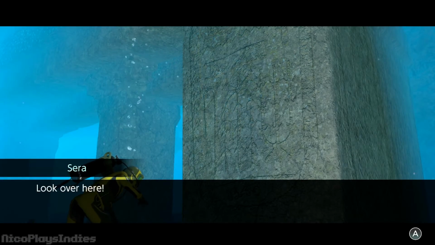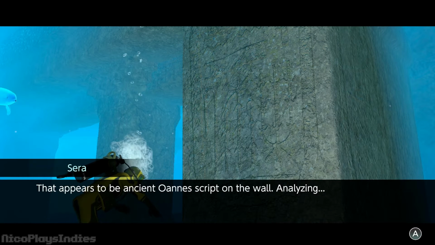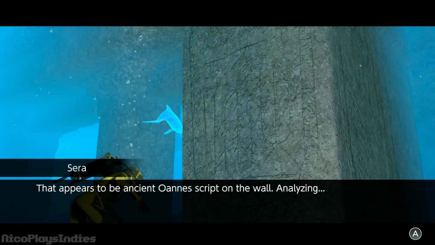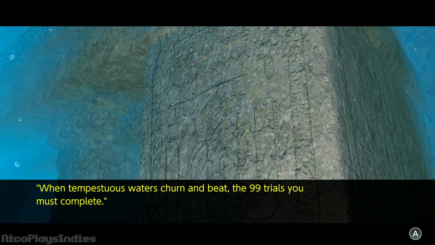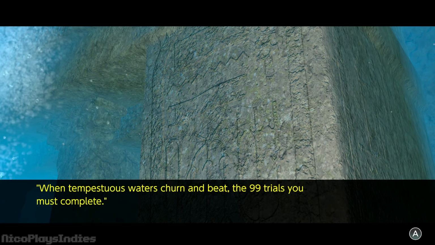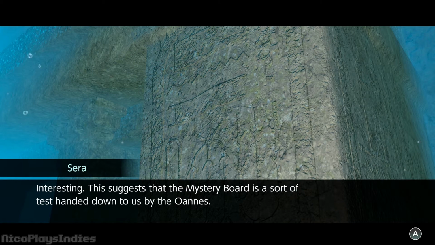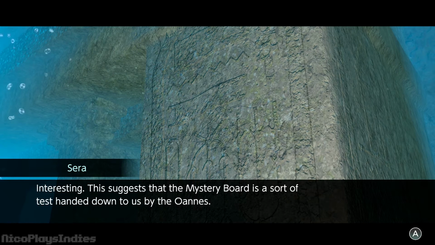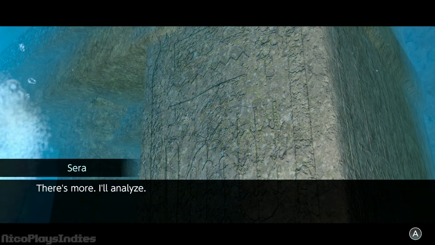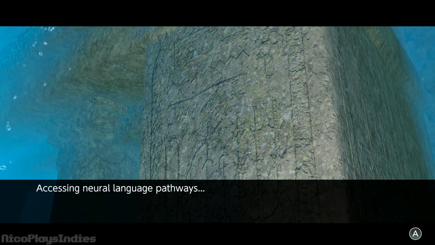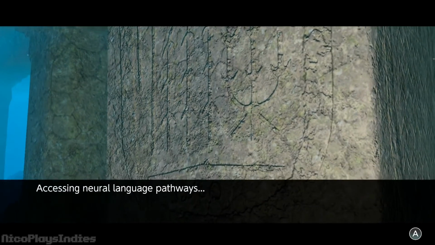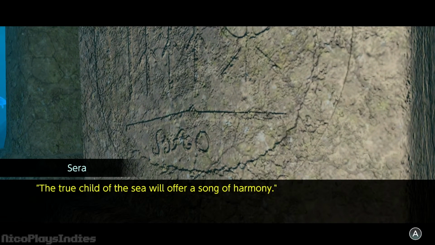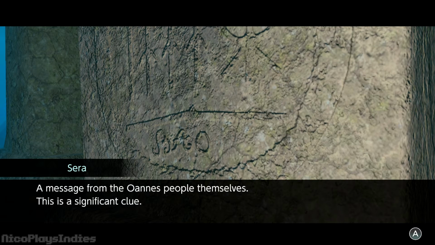Look over here. That appears to be ancient Oan's script on the wall. Analyzing. Interesting. This suggests that the mystery board is a sort of test handed down to us by the Oans. There's more. I'll analyze. The true child of the sea will offer a song of harmony. A message from the Oans people themselves. This is a significant clue.